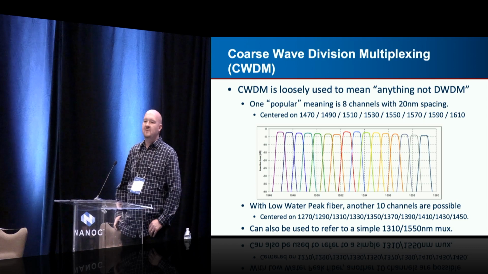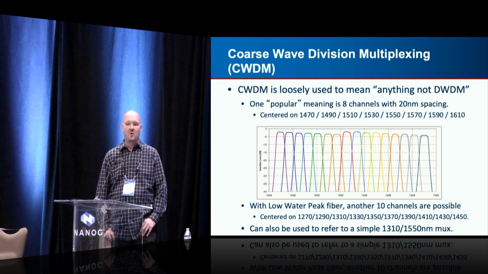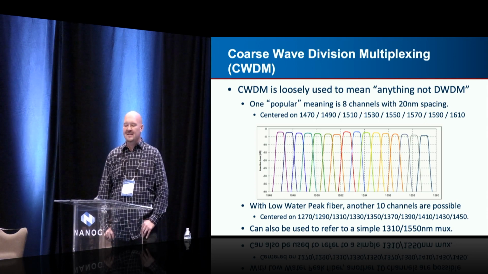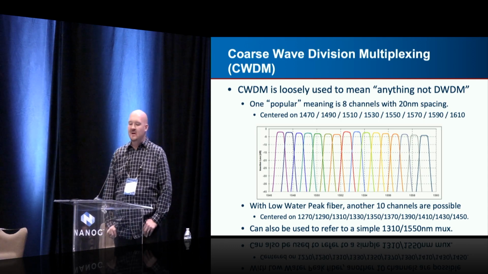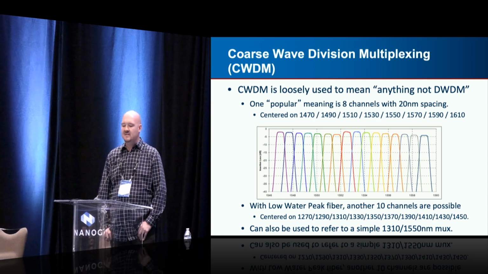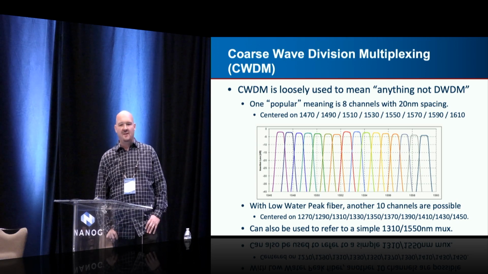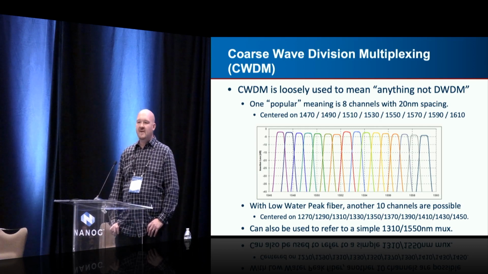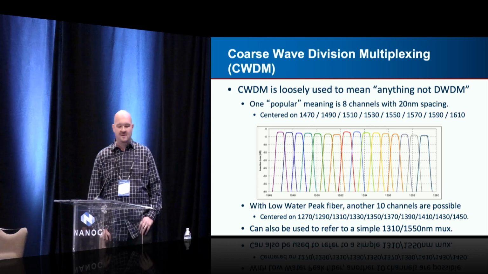There's a couple different ways that you can do that. The most basic way is something called CWDM, which stands for coarse wave division multiplexing. That's loosely used to mean anything that's not DWDM. It means a lot of different things to a lot of different people. One popular version is 8 channels with 20 nanometer spacing, like a 1470, a 1490, a 1510. That's a really common thing that's been running around the industry for a while. If you use low water peak fiber, it actually adds another 10 channels, so you can have 18 total CWDM channels that you can work with.